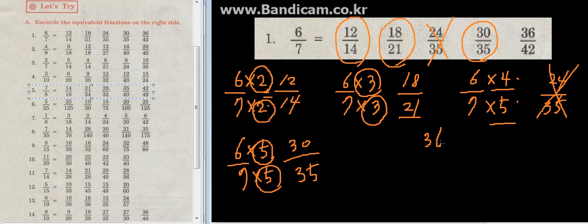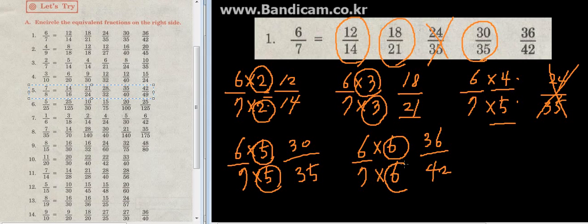And the next one, 36/42. We have to multiply 6 by 6 to make 36, and we have to multiply 7 by 6 to make 42. So, in the last one, we also did the same thing, multiplying by 6 in both parts. So, we can say this is also an equivalent fraction. So, we encircled the 4 fractions on the right side as equivalent fractions with the given one. So, let's move to the next question, question number 3.